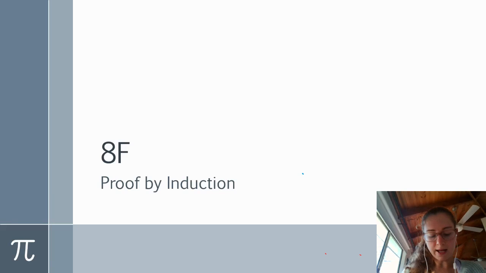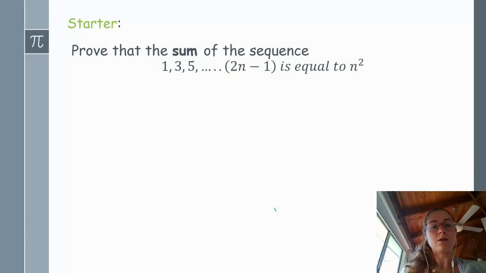Have a look today at proof by induction. This is your starter. Prove that the sum of the sequence 1, 3, 5 all the way to the nth term, Tn equals Tn minus 1. Prove that that sum is equal to n squared.